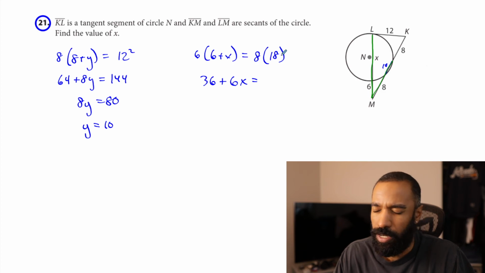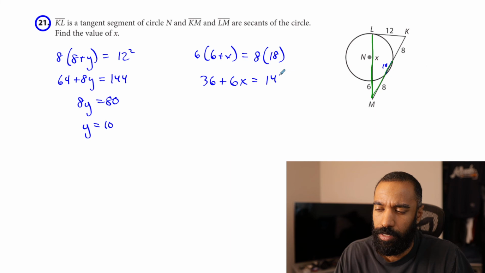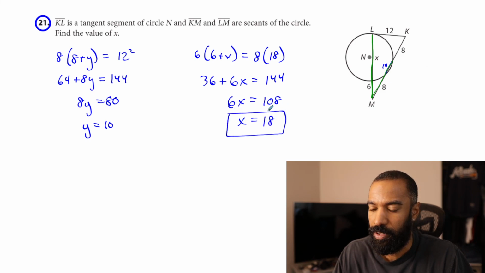8 times 2, hold on, I'm going slow. 18 times 2 is 36, 72, 144. I don't know why I did it. I could have done that a lot faster. 6x equals, what, 108? And divide by 6, x is 18. All right, there's my value.